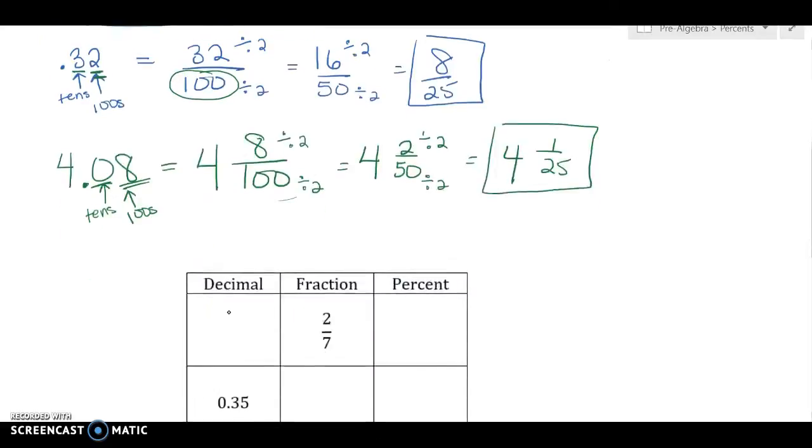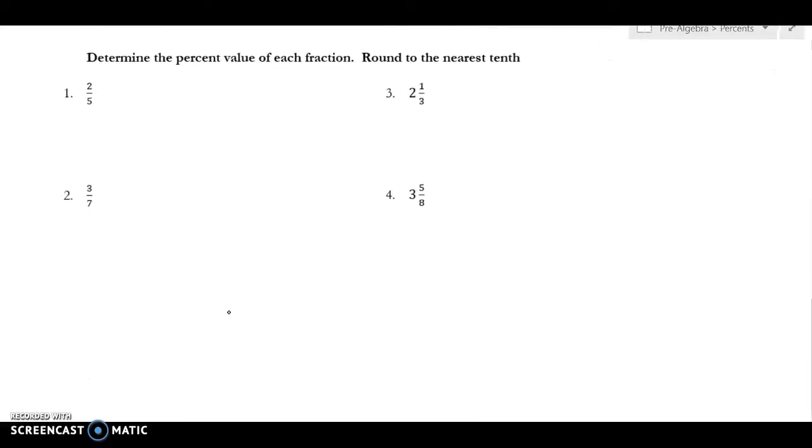All right, let's try doing some examples down here. So the first thing you need to do is determine the percent value. And then we are also going to rewrite as a fraction. I'm going to give you 2%. So why don't you go ahead and pause the video and try 1, 2, 3, and 4 by the first type of problem where you're dividing.